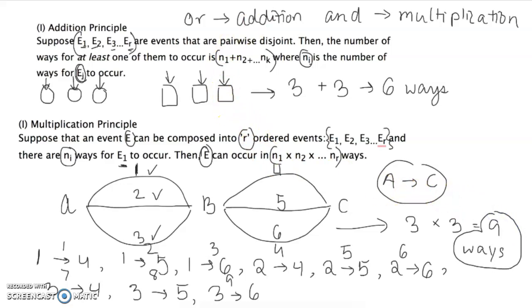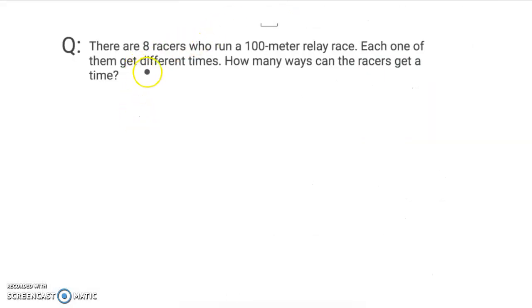Now, let's move on and do one final problem. So, our problem is there are 8 racers who run a 100-meter relay race. Each one of them gets different times. How many ways can the racers get a time? So, in this problem, we'll be using a concept in combinatorics called permutations, and a concept that we learned earlier in this video called factorials.